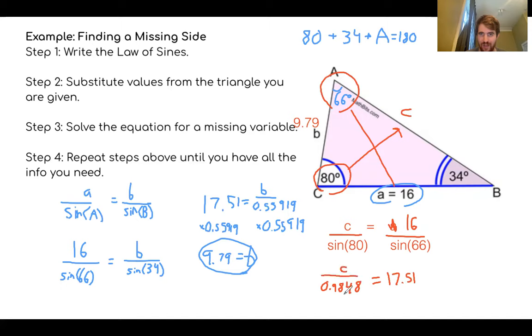Divided by C. We need to cancel this out, so we're going to times by it on both sides. And that's going to give us that C equals that times 17.51, which equals 17.24. So that tells us that this side C is 17.24, which seems about right. This is the longest side. It's bigger than 16, but not by that much. So 17.24, 9.79, 16, and we have all three angles. So we have solved this triangle.